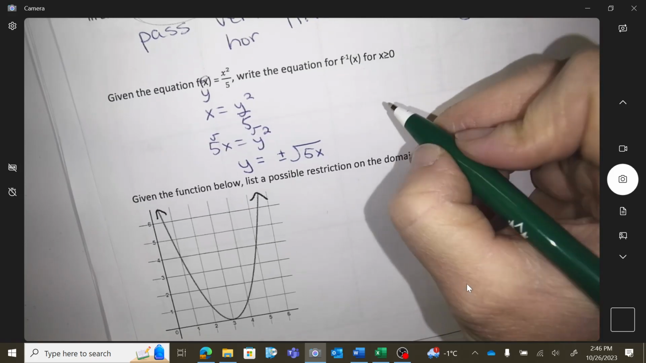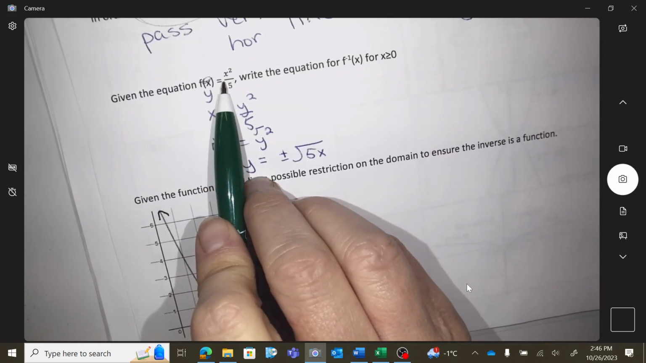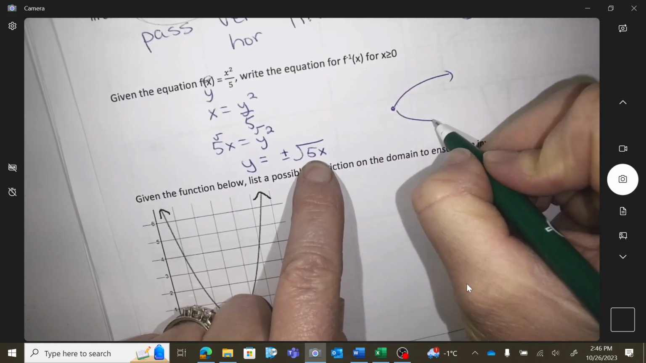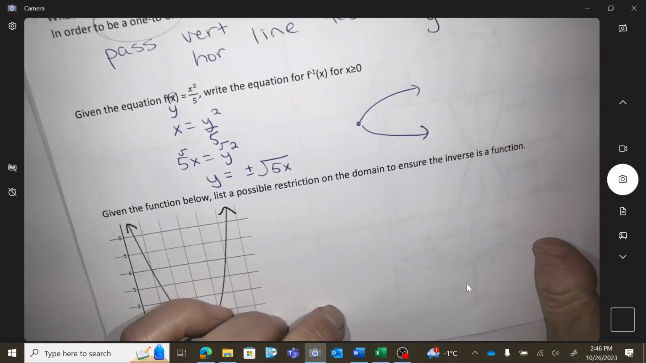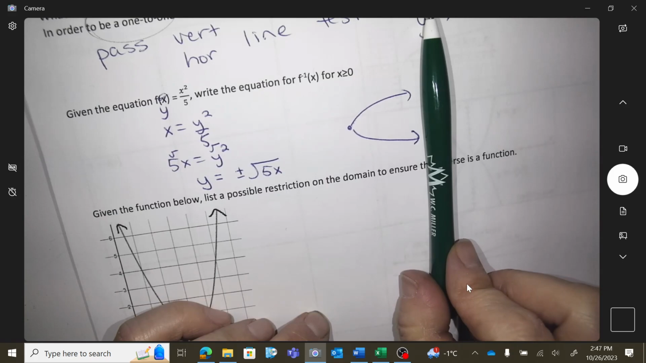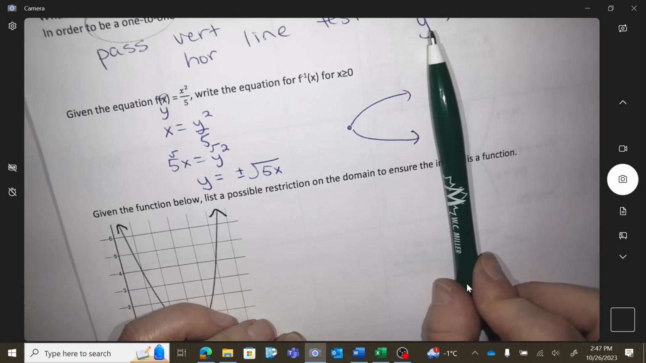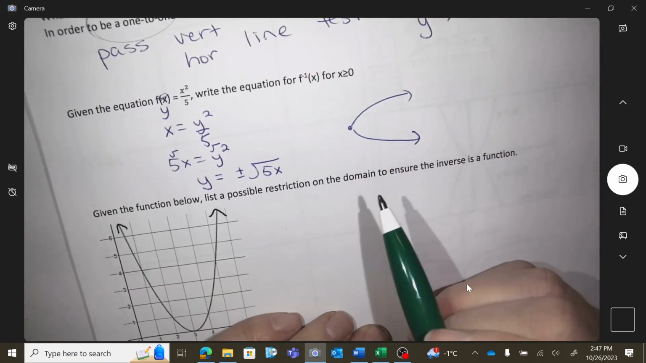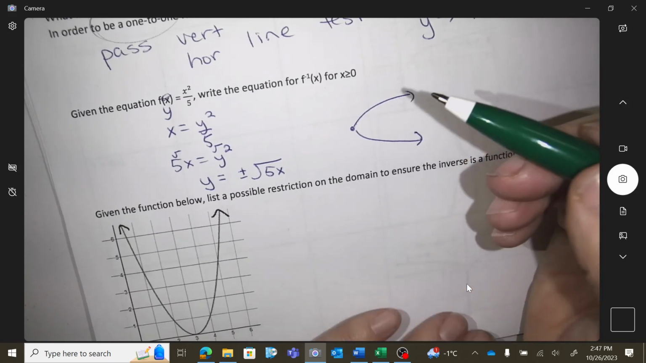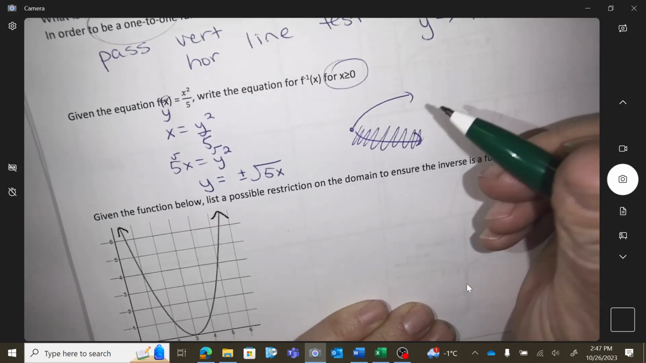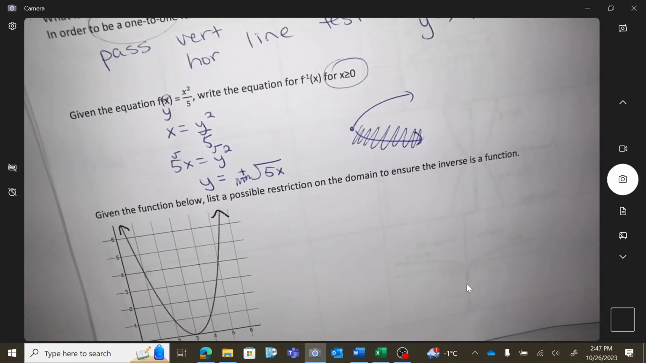Okay, so this is a parabola. When I inverse the parabola, I'm going to have the plus square root and the minus square root of it. And what happens to this? That's not a function, right? So we can't do both. What I'm going to do is, it says for x above 0, so I'm going to take off the negative one. My equation can only contain one of them, because it's for x above 0.